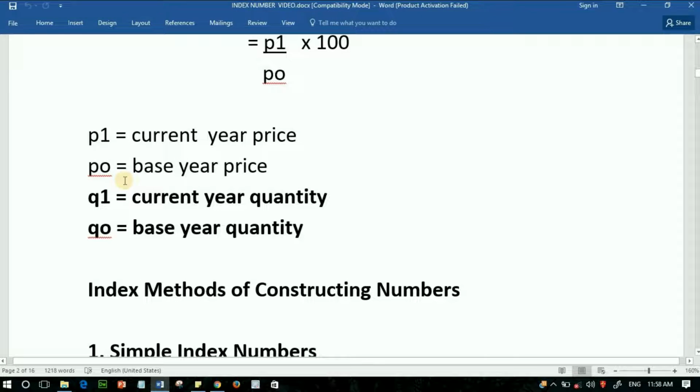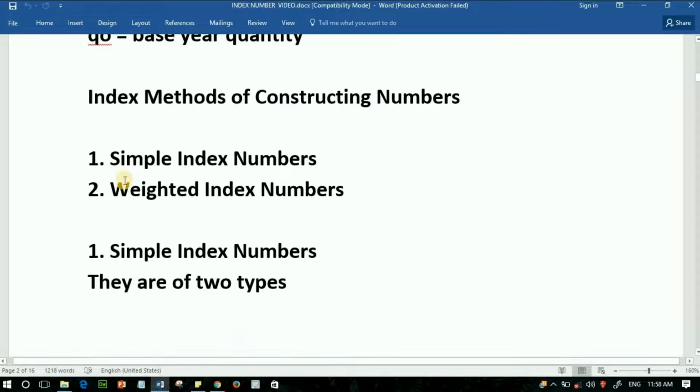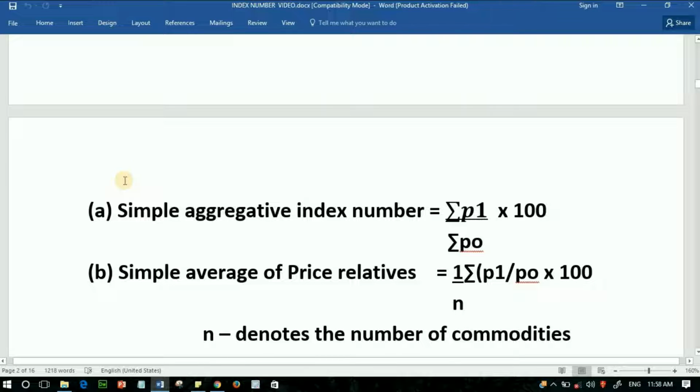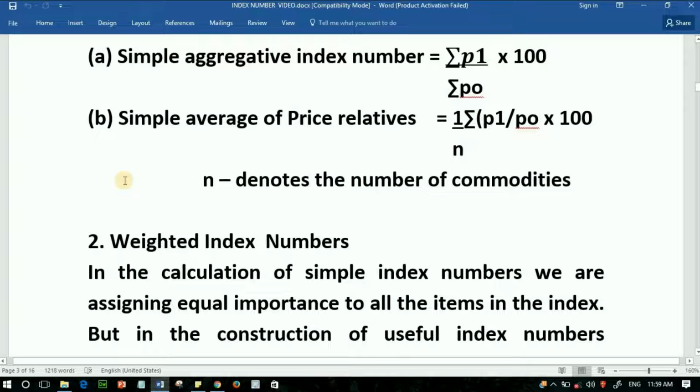What are the methods of constructing index numbers? Broadly we classify the methods into: one, simple index numbers, and two, weighted index numbers. Simple index numbers are again of two types. One is the simple aggregative index number, the formula is sigma P1 divided by sigma P0 into 100. Second, the simple average of price relatives: 1 by n into sigma P1 by P0 into 100, where n denotes the number of commodities.